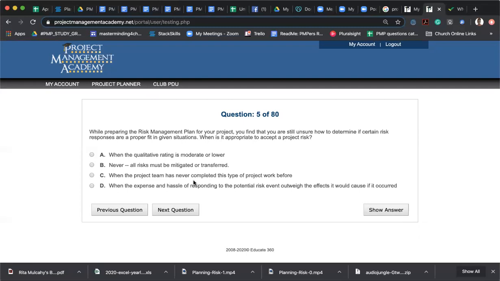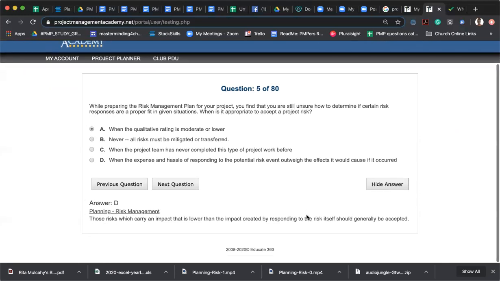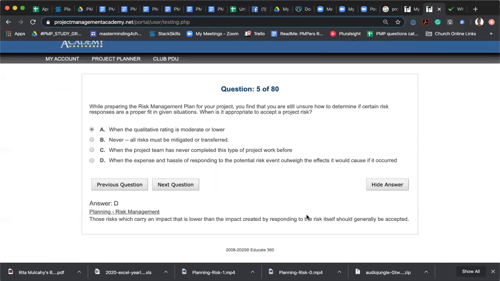Well, wait, qualitative rating is moderate or lower? Yeah. I think I'm gonna go with A. Let's see. Oh, it's D. Those risks which carry an impact that is lower than the impact created by responding.